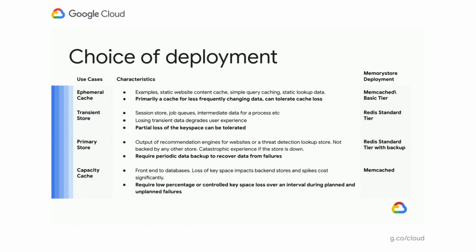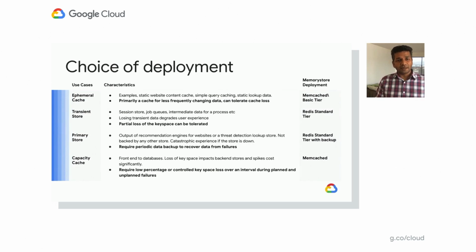And lastly, capacity cache is interesting from the perspective of how customers deploy the cache. One of the key things that capacity cache is used for is to front a database and to ensure that the backend store is not impacted as much. So what that means is that when you deploy your capacity cache, you want to split your key space across a large number of nodes, so that even if one or two nodes fail, the impact on the backend database is constrained, and you don't really get into the thundering herd problem.